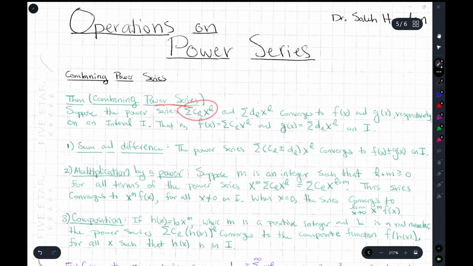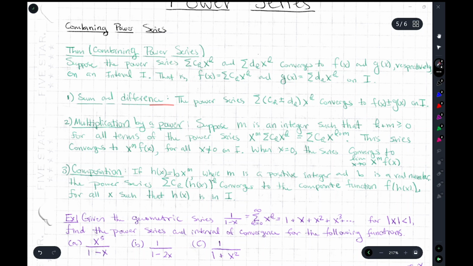Suppose the power series Σ c_k x^k and Σ d_k x^k converge to f and g(x) respectively on an interval I. That is, f(x) is equal to this and g(x) is equal to that. Okay. Sum and difference. The power series where we just sum or take the difference of the terms, this term by term addition or term by term difference, converges to this function f(x) and g(x) on I. So that's one operation, adding power series together term by term or subtracting them.